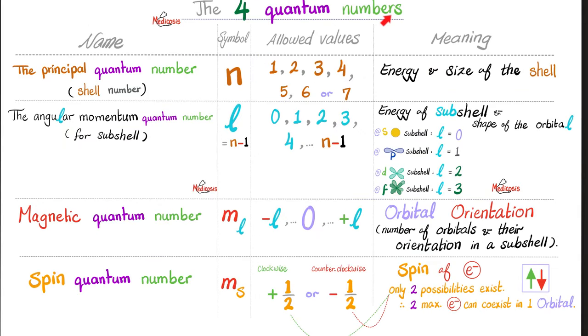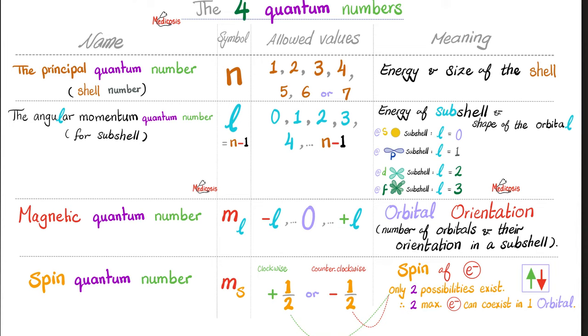So what are the 4 quantum numbers? The principal quantum number, the angular momentum quantum number, the magnetic quantum number, and the spin quantum number. Symbols: N, L, M sub L, and M sub S. What are the possibilities for the principal quantum number? Well, you're either the first shell, the second shell, third, fourth, fifth, sixth, or 7. Only 7 possibilities.